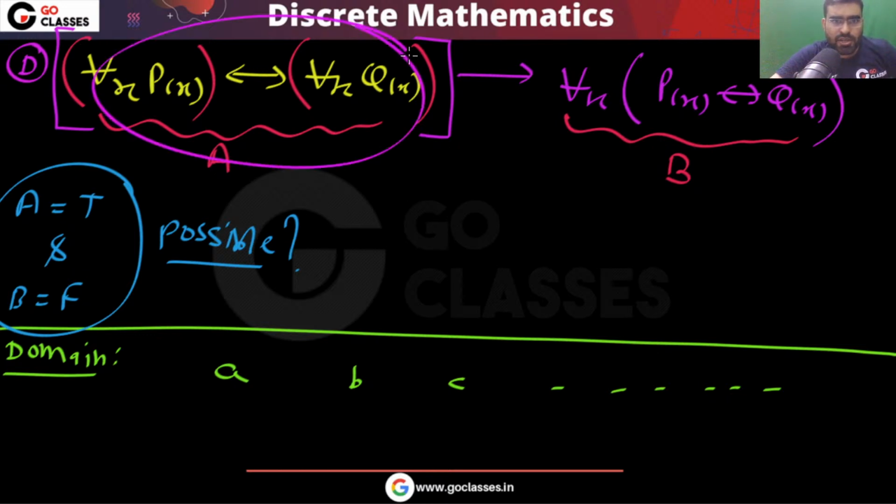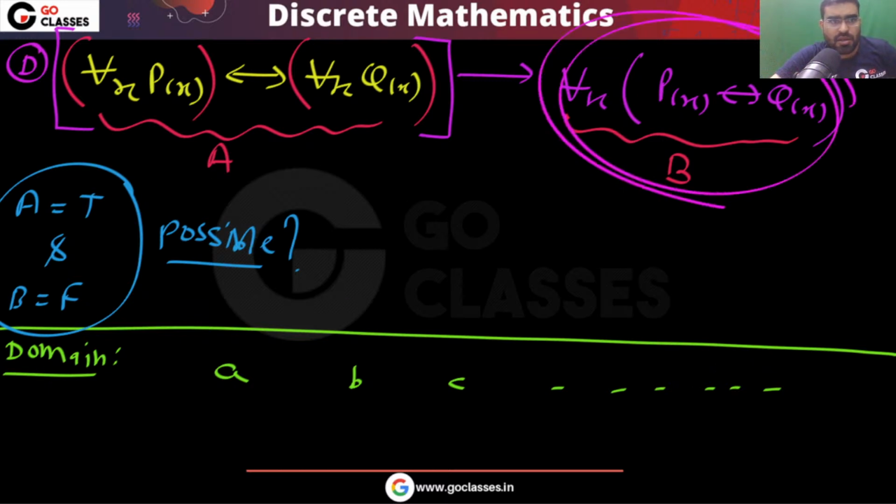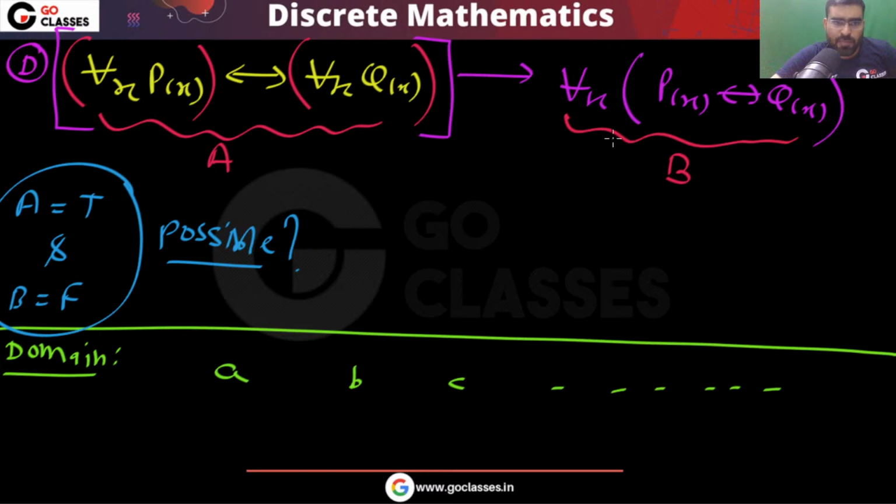If I want to make A true, then what do I have to do? You just tell me, simple question I'm asking. If I want to make A true, B false, first of all, you tell me about this B. I want to make B false. To make B false, Ratul, what can I do? Look at this B. To make this B false, what can I do?